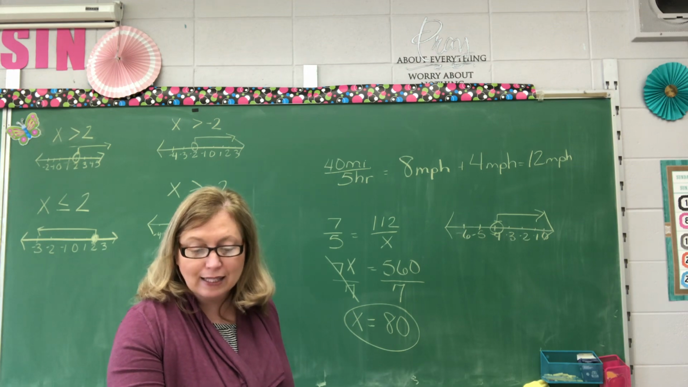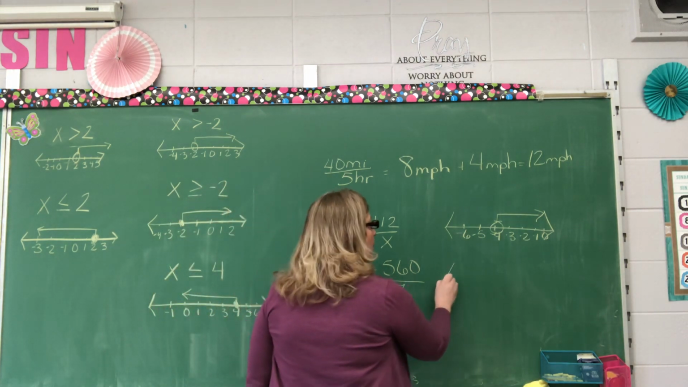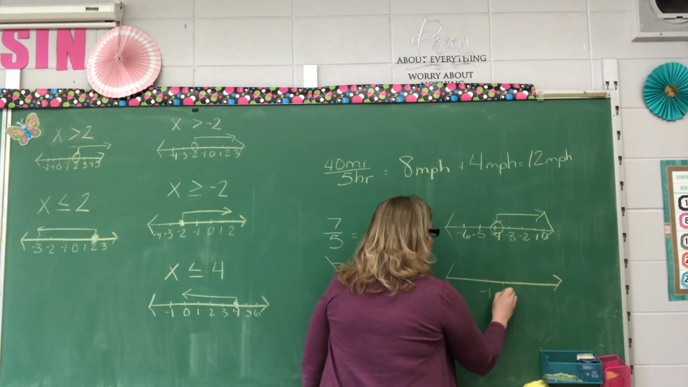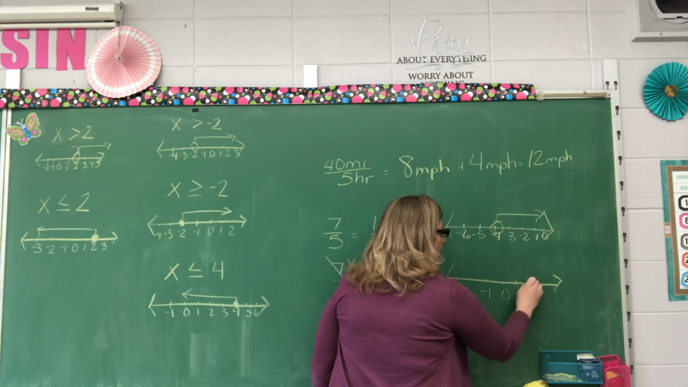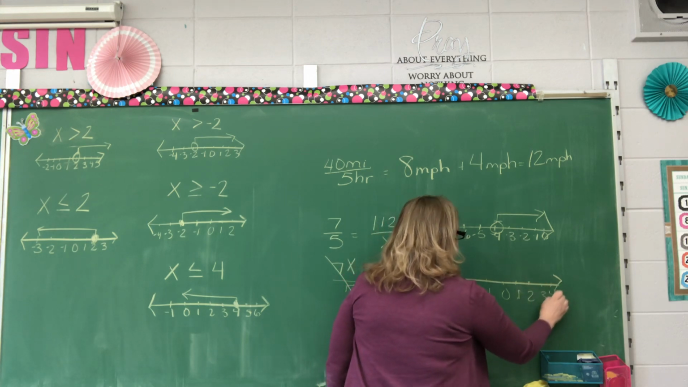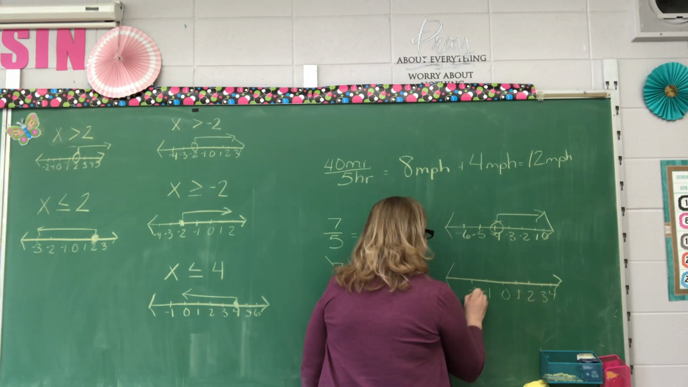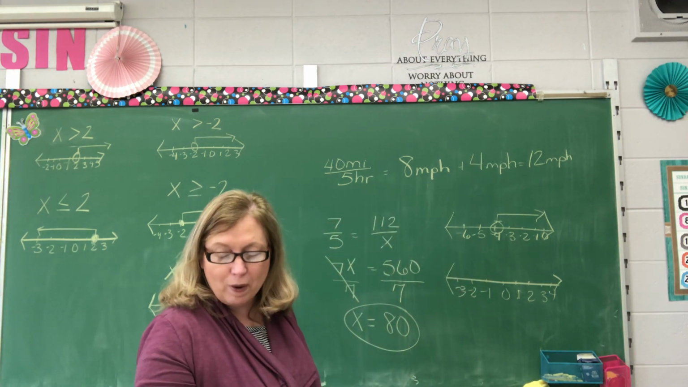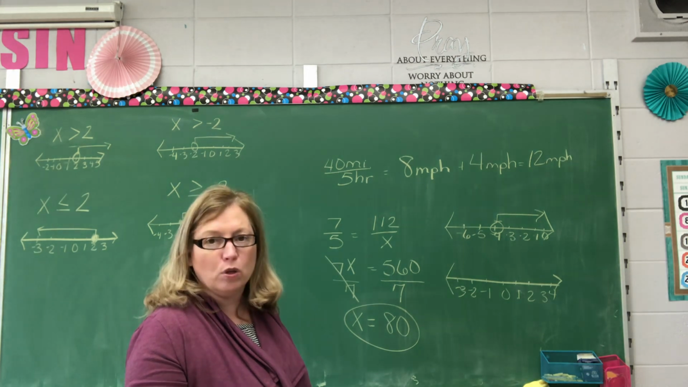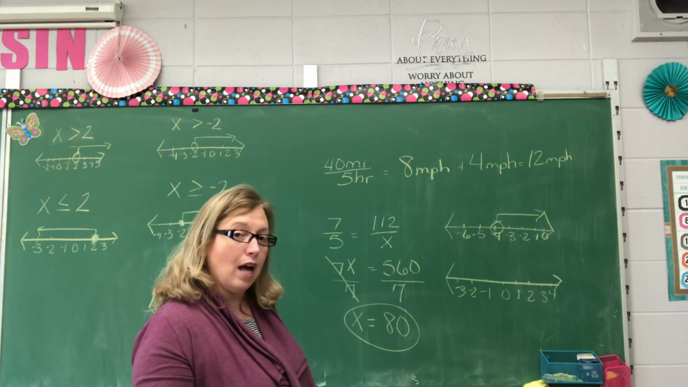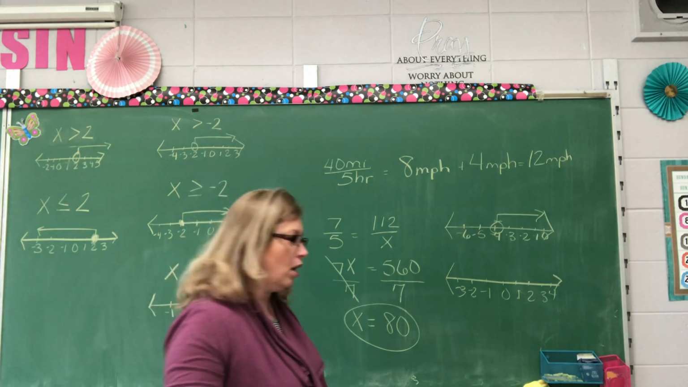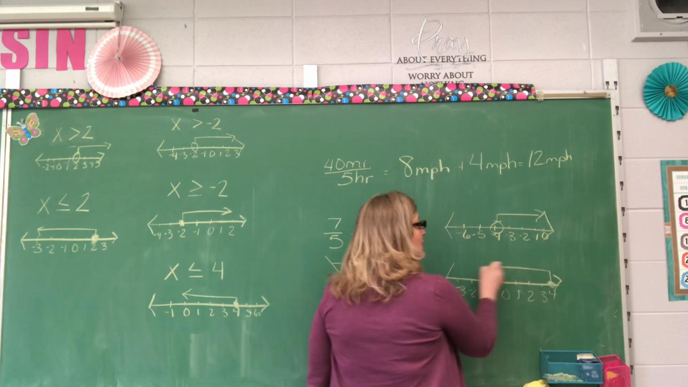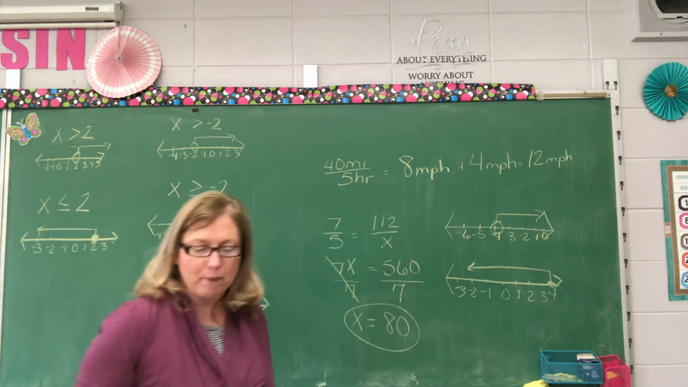Okay, let's look at number 6. X is less than or equal to 4. Okay, so let's draw our line here. Now it says that X is less than or equal to 4. So am I going to color in the dot or just circle it? I'm going to color it in. So find the 4, color it in. It says it's less than, so go to the smaller numbers.